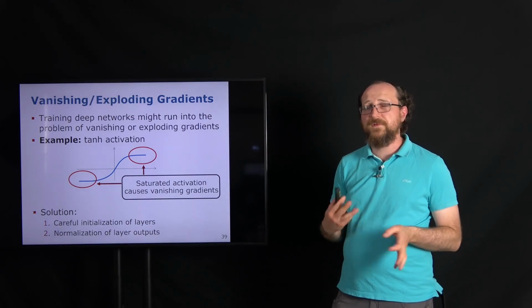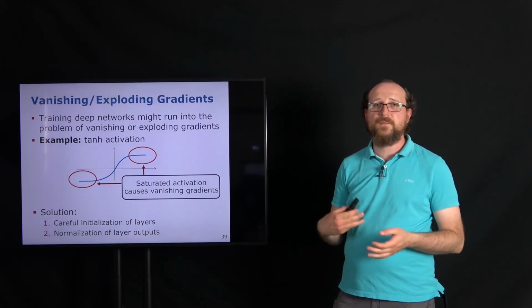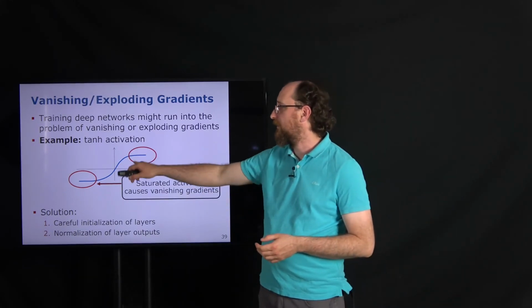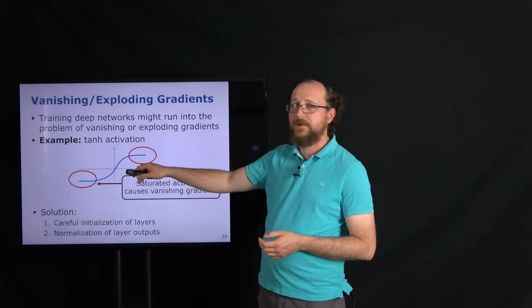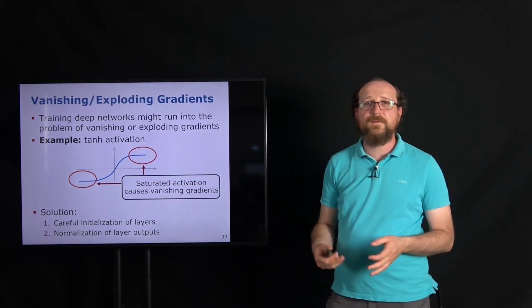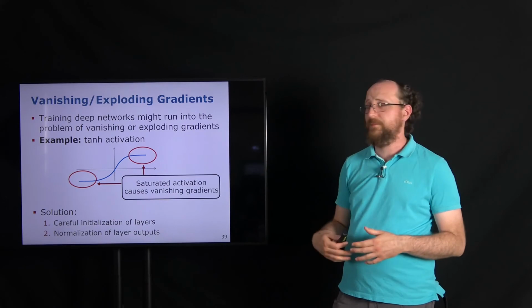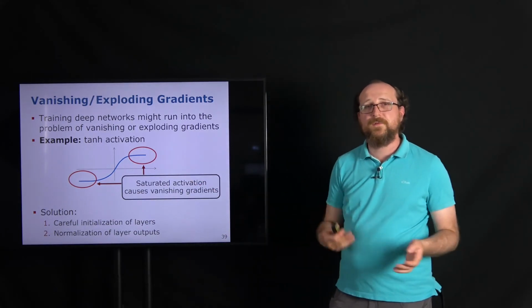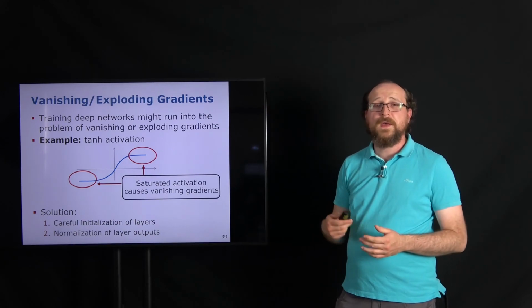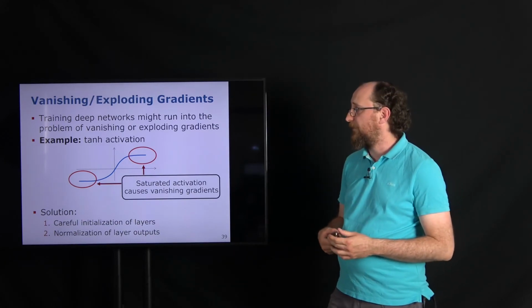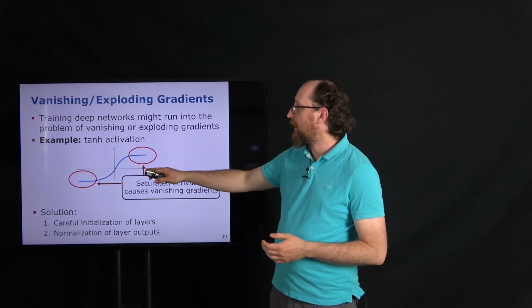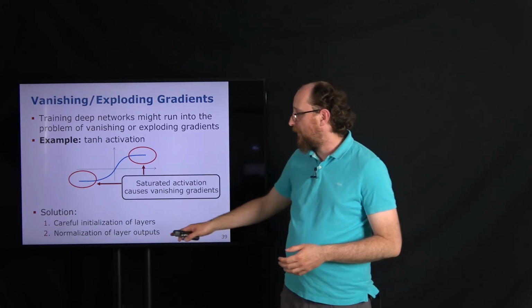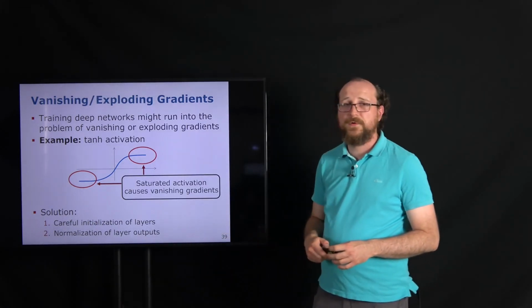Specifically, this can be a problem when you're not properly initializing your network. When you already initialize the network such that your activations are saturated, you will have a hard time getting out of this. Therefore, an important part is to carefully initialize your network. The second solution to avoid this problem is to try not to reach this situation in the first place, and therefore, a normalization of the layer outputs.